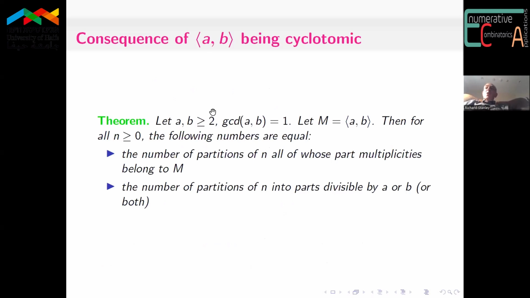I should first go back to the monoid generated by A and B being cyclotomic. Since this monoid with 2 generators is cyclotomic and clean, we're going to get a nice partition identity, and it's this identity. If A, B are greater than or equal to 2, and the GCD of A and B is 1, then the number of partitions of N whose part multiplicities belong to the monoid generated by A and B is the number of partitions of N into parts divisible by A or B.